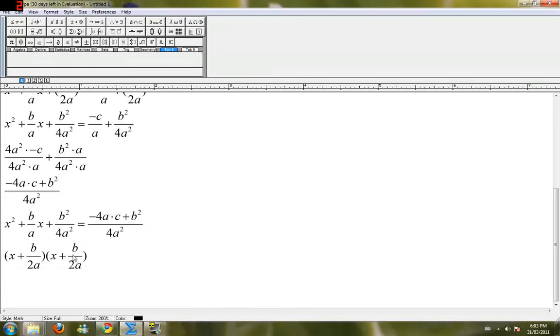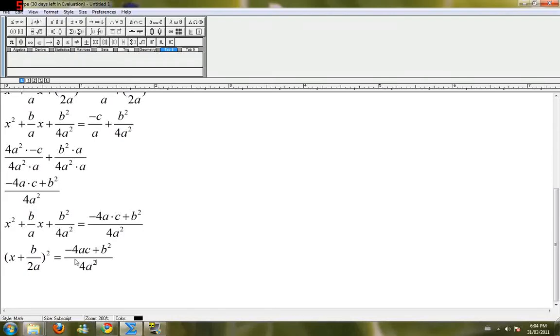And since something multiplied by itself becomes a square, we can just put in, this is squared. And over here on this side, we'll just continue our notation, 4ac plus b squared over 4a squared.